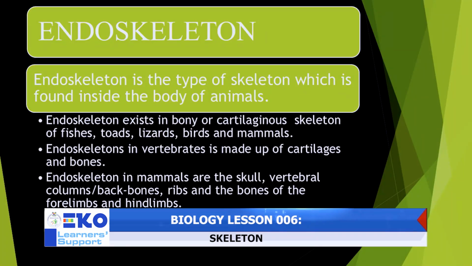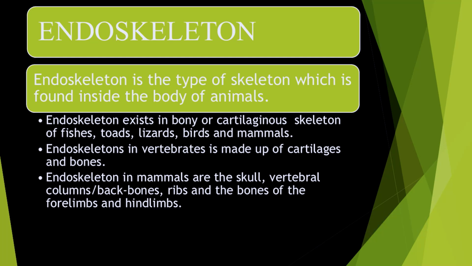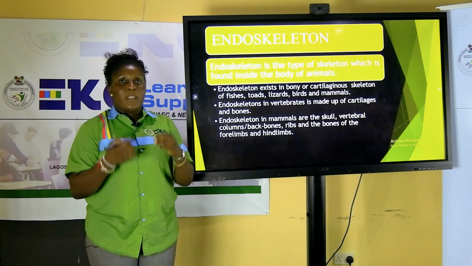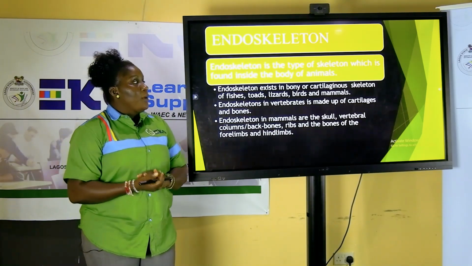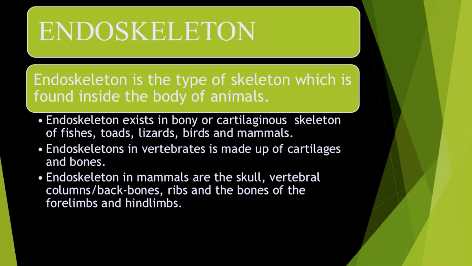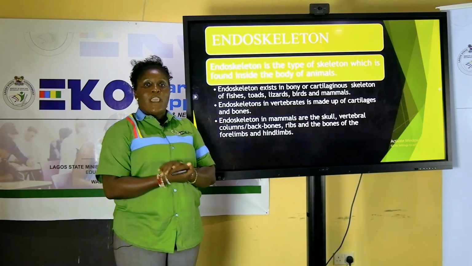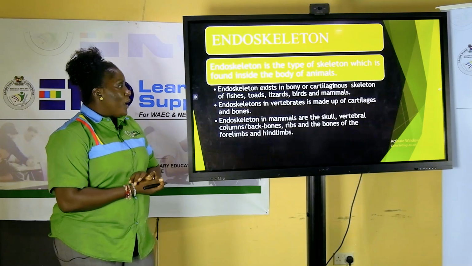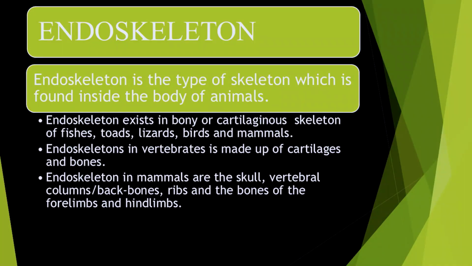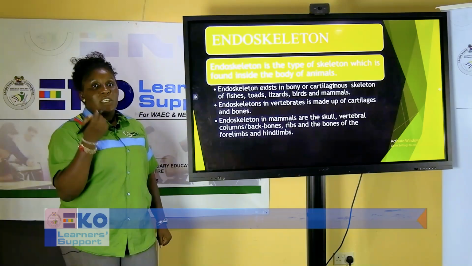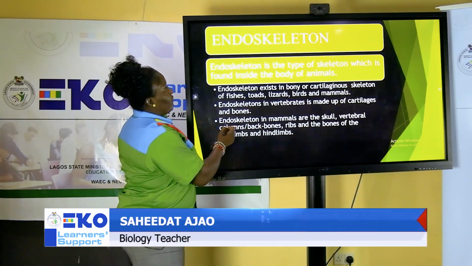The next type of skeleton we are looking at is endoskeleton. Endoskeleton is the type of skeleton which is found inside the body of an animal. It exists in bony or cartilaginous form. Examples of organisms that have endoskeleton are the toads, the fishes, birds, lizards, and mammals. You and I, we have this type of skeleton, which is the endoskeleton.